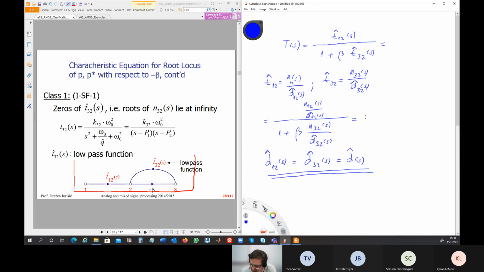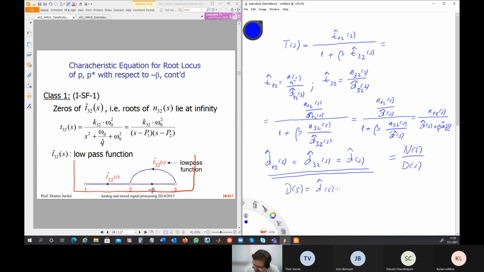So we can now write that this is equal to N12 of S over D of S, over 1 plus beta N32 of S over D of S. And now we can write it like N12 of S in the numerator, over D of S plus beta N32 of S. And this is equal to numerator of S over denominator of S. Here, the denominator of S is indeed D of S plus beta N32 of S.